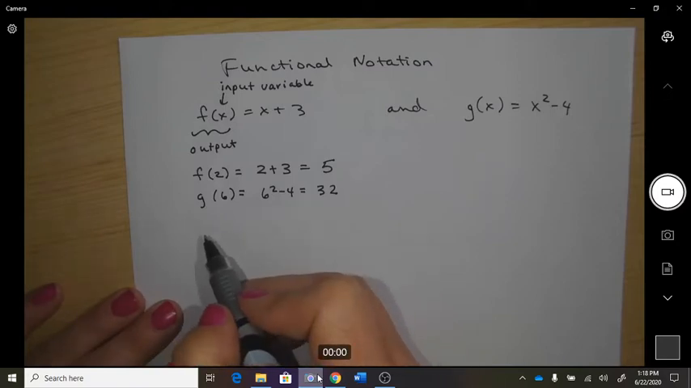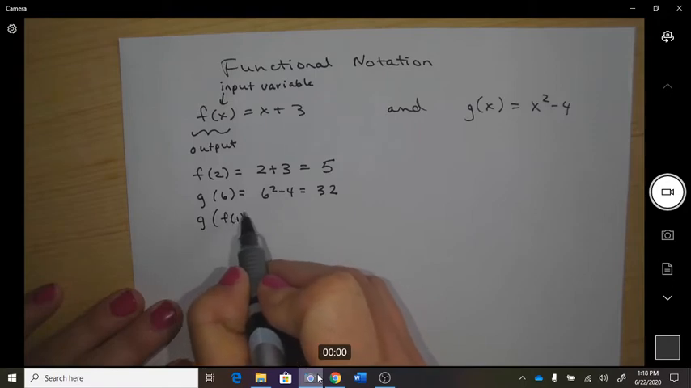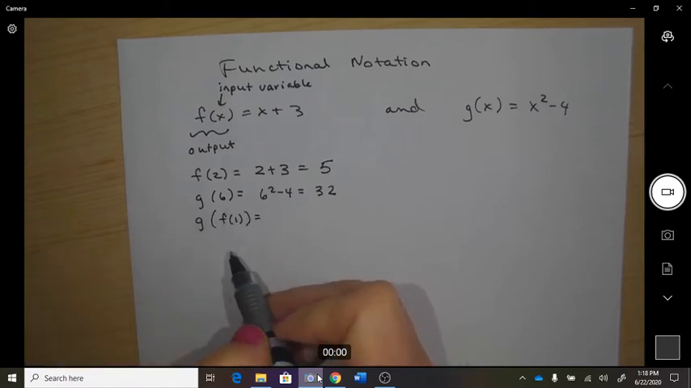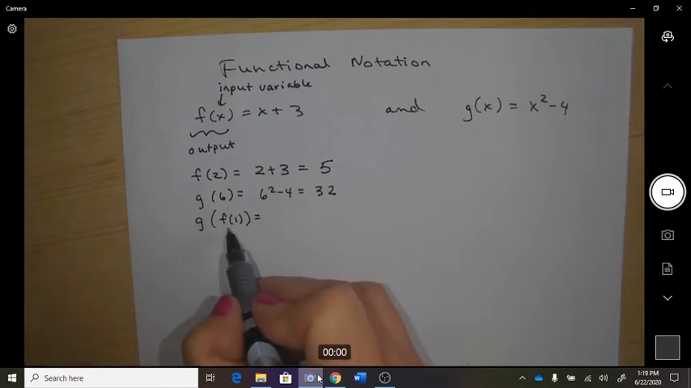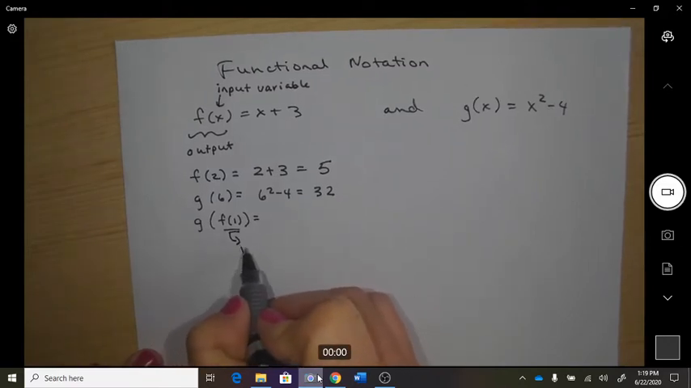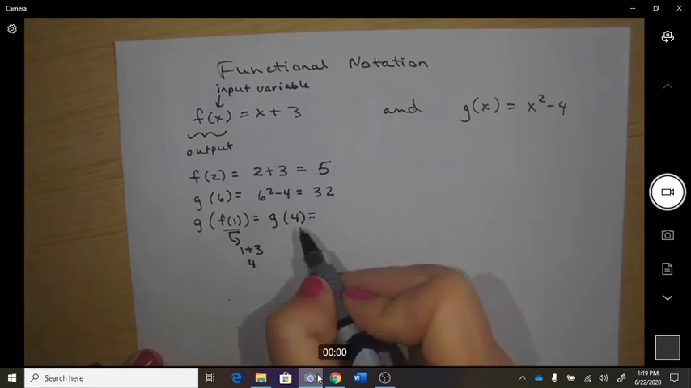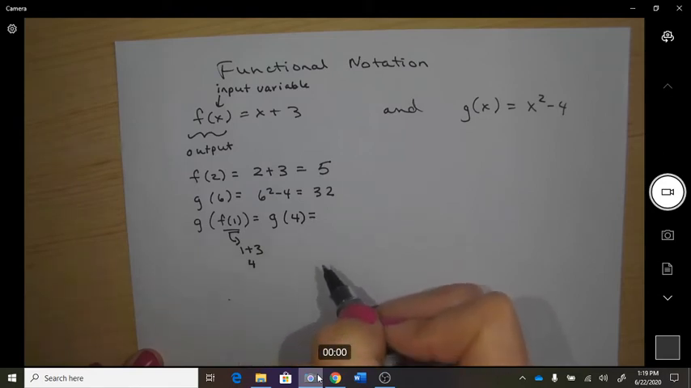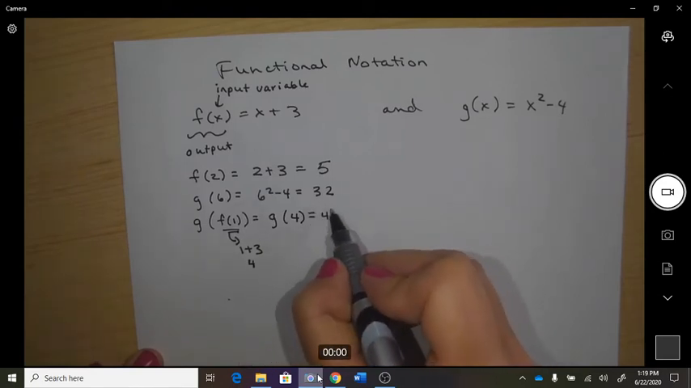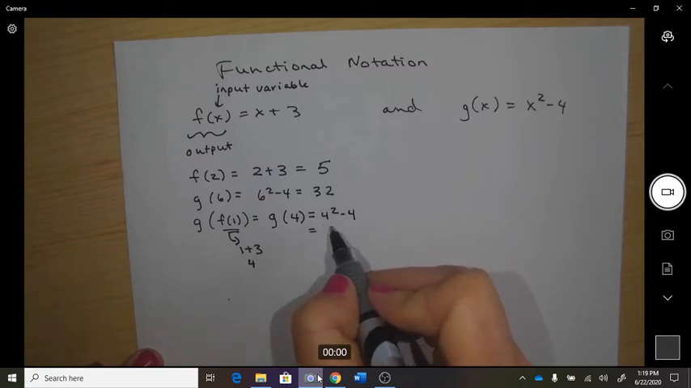Okay, what is g of f of 1? So first you have to figure out what f of 1 is. So f of 1 is 1 plus 3, which is 4. So now what is g of 4? So g of 4 is 4 squared minus 4, which is 16 minus 4, or 12.